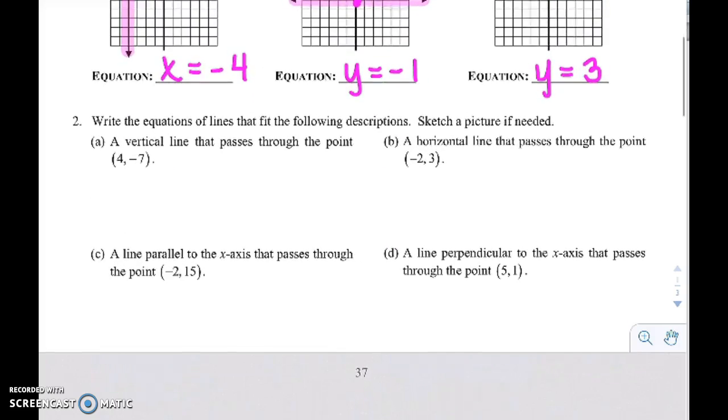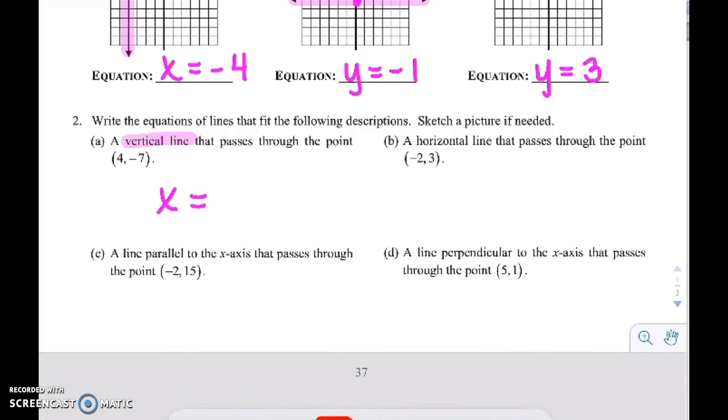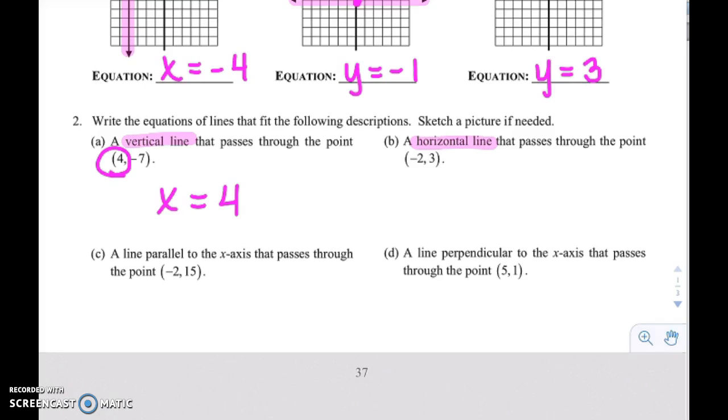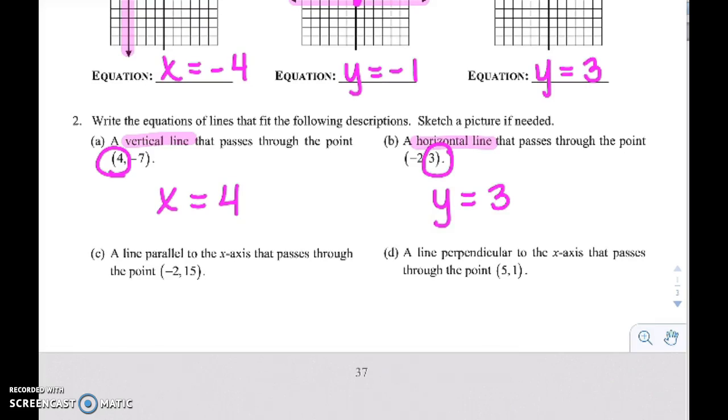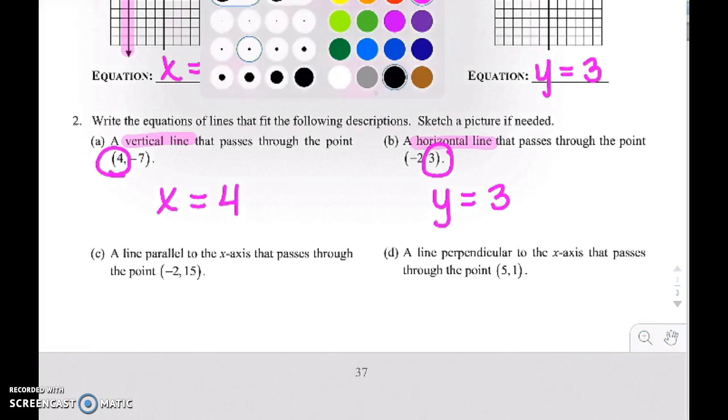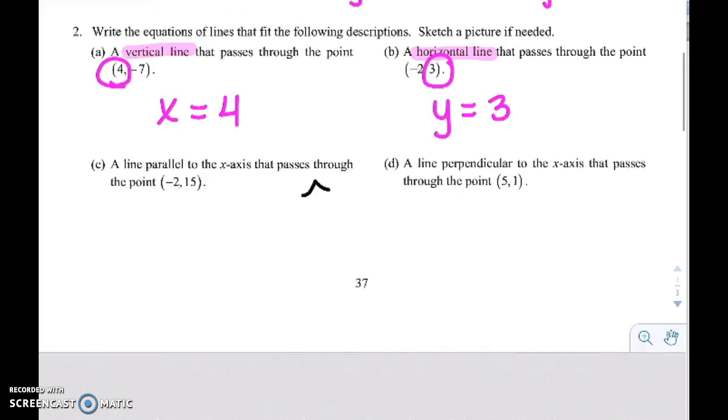Okay, so that's naming these from a graph. We can also name them given a description of the line and a point that the line is going through. So A says a vertical line. Automatically, vertical line, you say x equals. And then grab your x value. So this line is x equals 4. B says a horizontal line that passes through the point -2, 3. Every time you hear horizontal line, you think y equals, and then grab your y value. Y equals 3. C and D you might have to do a little thinking about, or maybe draw a little sketch for yourself so that you can determine whether it is a horizontal or vertical line.